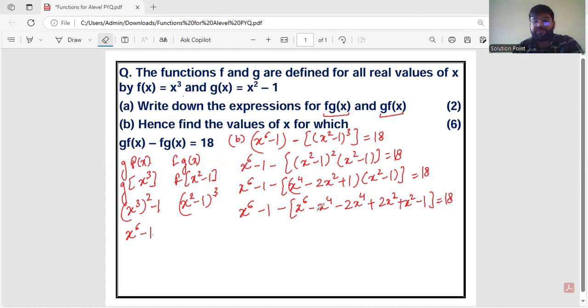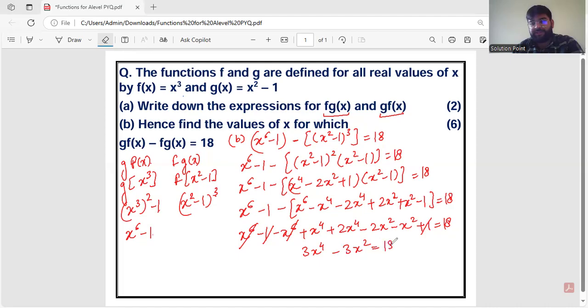Let's open this bracket. Definitely the signs will change. So this will be minus x to the power 6 plus x to the power 4 plus 2x to the power 4 minus 2x squared minus x squared plus 1, equal to 80. Let's see what we can cancel. We can cancel the x to the power 6 because of opposite signs, and we can also cancel the minus 1 and plus 1 because of opposite signs. So we are left with 3x to the power 4 minus 3x squared equal to 80.